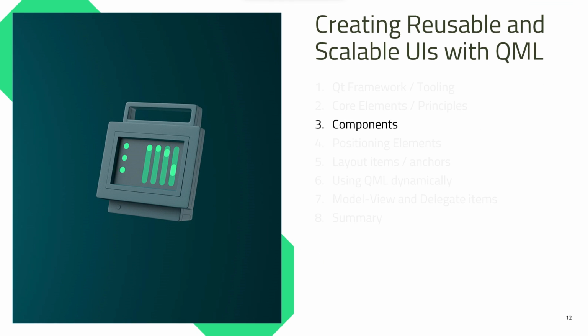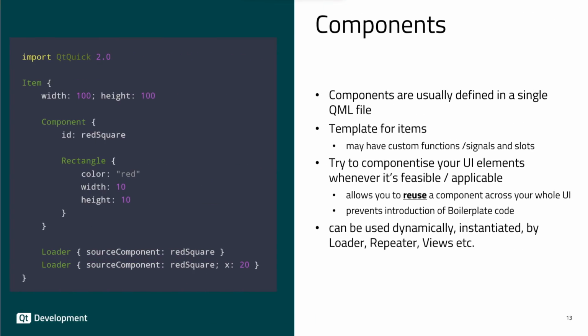Let's address the third topic, components. Components are usually defined in or by QML files, but as you can see in the example on the left-hand side, they can also be defined in another context, for example, another QML item. A component can be seen as a template for items that may have custom functions, signals, and slots. Additionally, as a broadly accurate guideline, try to componentize your UI elements whenever it's feasible or applicable. This allows you to reuse a component across your whole UI and prevents the introduction of boilerplate code.